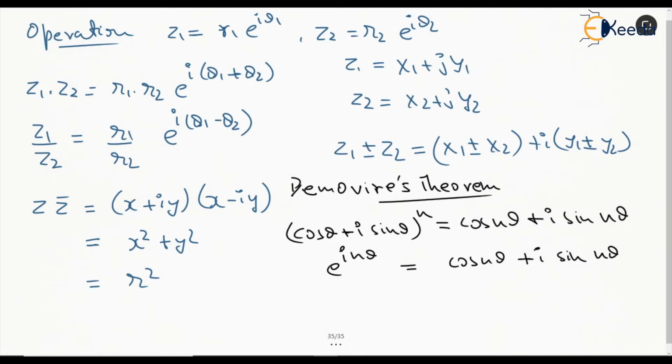This can also help us to find the nth root. Let's say we have to find the square root of a complex variable z. For that we can take n equal to 1 by 2, right? And we can find the nth root of any variable in that manner.